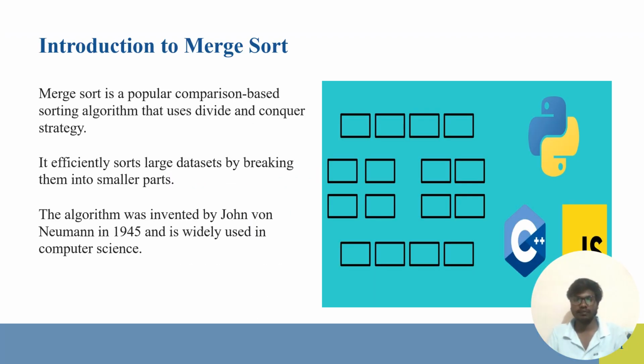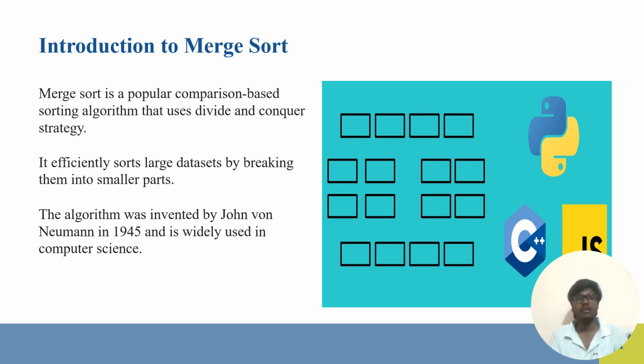Introduction to MergeSort. MergeSort is a popular comparison-based sorting algorithm that uses the divide and conquer strategy. It efficiently sorts large datasets by breaking them into smaller parts. The algorithm was invented by John von Neumann in 1945 and is widely used in computer science.